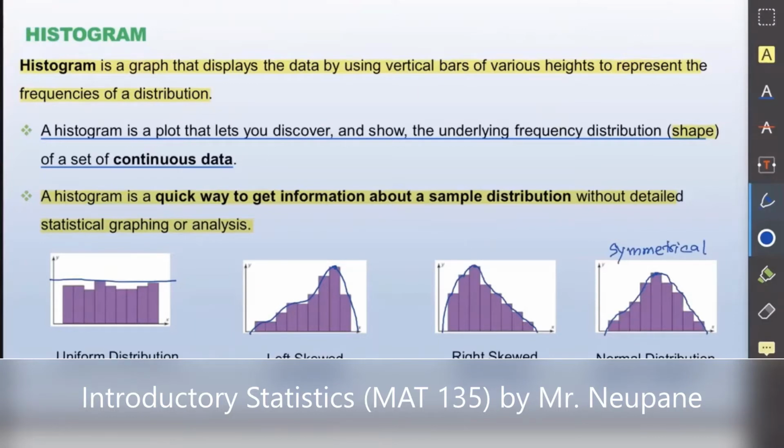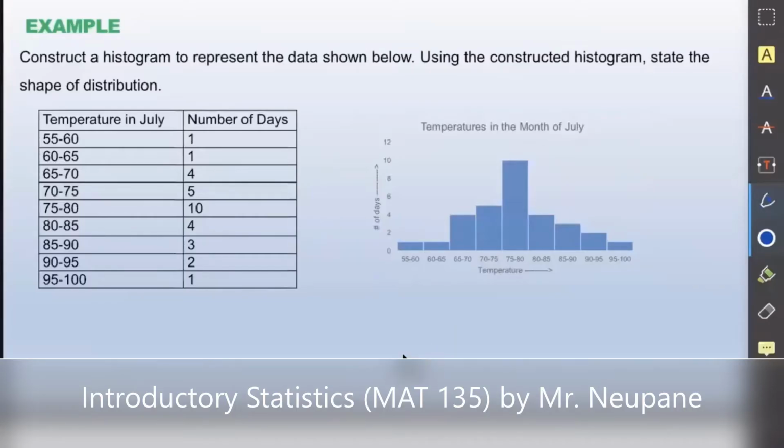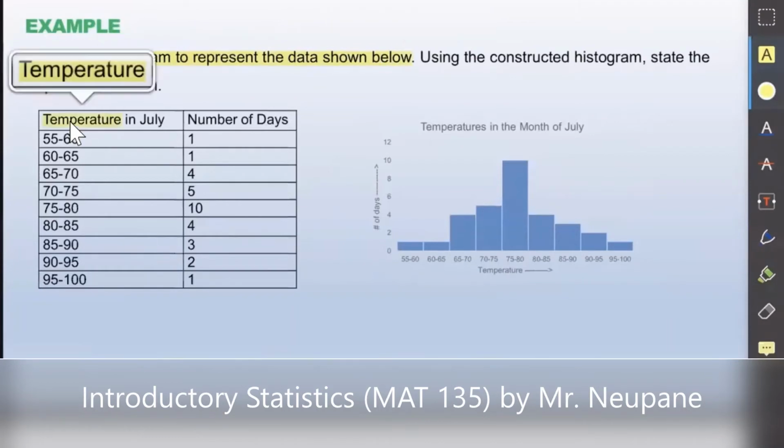Okay. Now we are going to go to the construction of histogram. So here is the example. Let's see, what is this question asking us? Construct a histogram to represent the data shown below. Here is the data in the table. It says temperature in July and number of days.